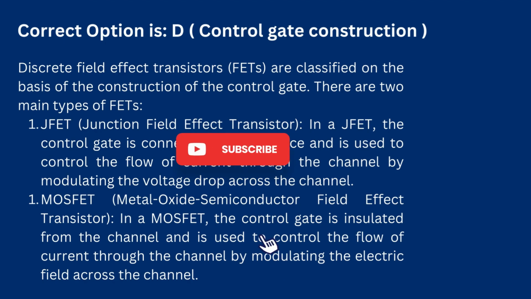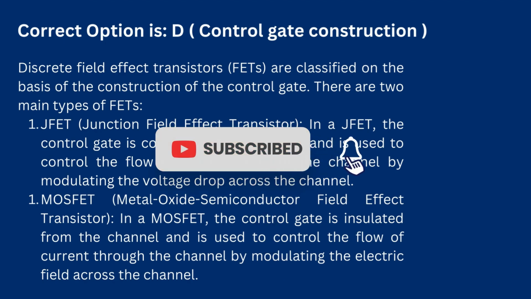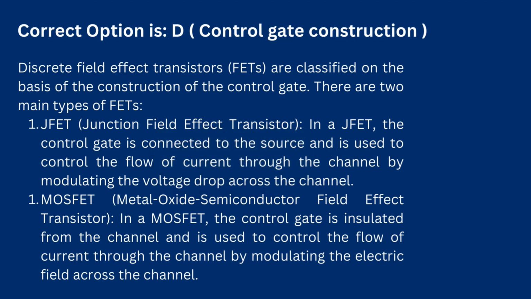MOSFET, metal oxide semiconductor field effect transistor. In a MOSFET, the control gate is insulated from a channel and is used to control the flow of current through the channel by modulating the electric field across the channel.